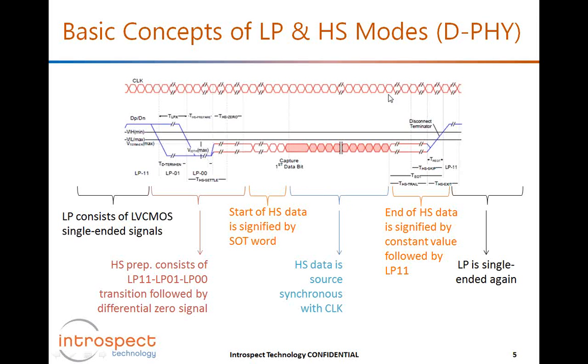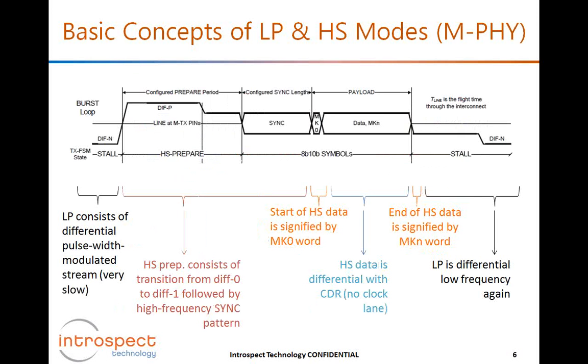So there's a clock lane playing, and then the data is clocked. For every clock tick, there's a certain bit of data that's being transmitted. And then at the end of the transmission, a marker is introduced by basically having a constant value of differential signal, followed by a 1-1 transition. So both LP signals go to 1-1 at the same time. So that's D-PHY.